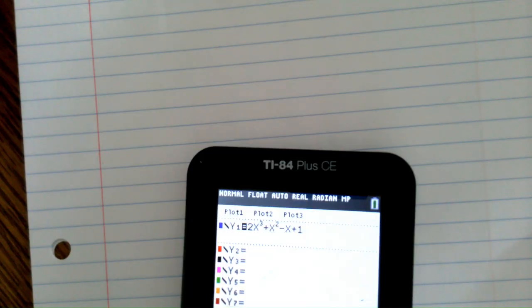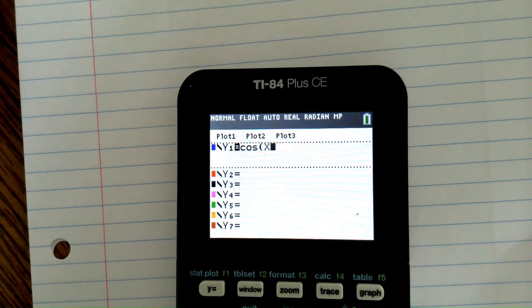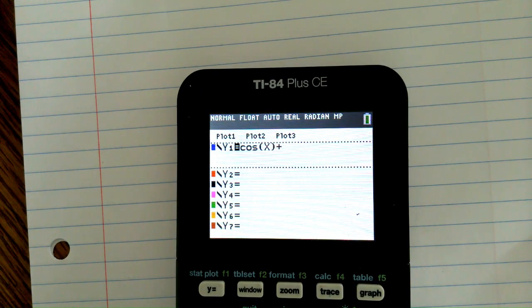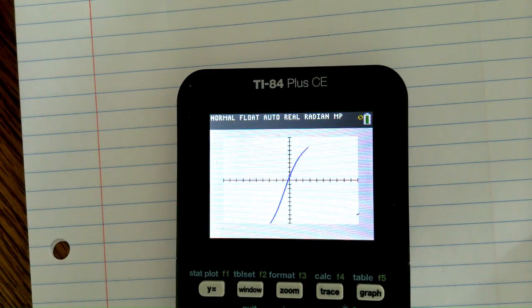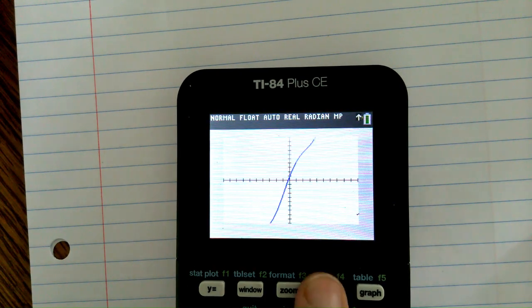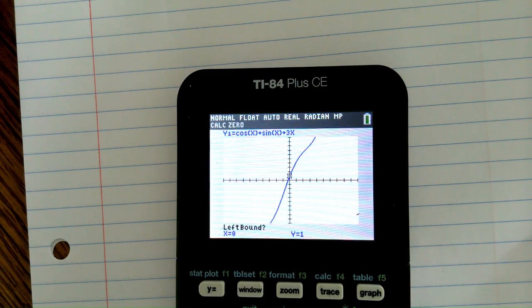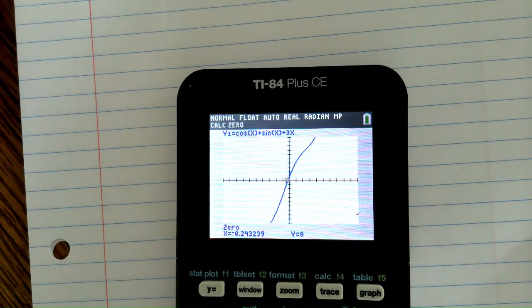We're going to try the equation cosine of x plus sine of x plus 3x. Okay. So it looks like the first one's going to be somewhere close to 0. Okay, and to be exact, left, right, looks like it's approximately negative 0.24.